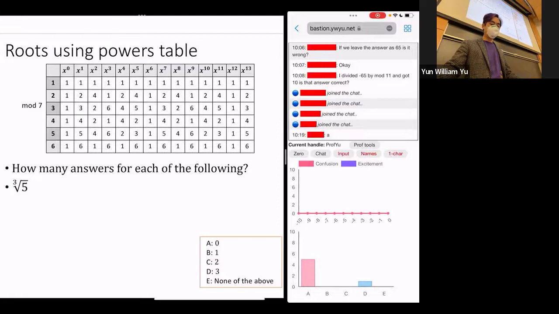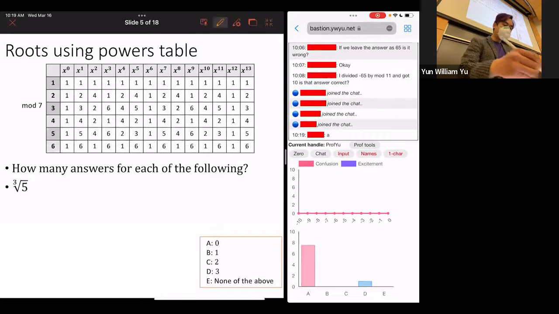So what's the cube root of 5 in mod 7 arithmetic? How many answers are there? Okay, it looks like people are guessing A for 0. And that is indeed correct, because if you look up here in the cubes column, you can't ever get 5. You only ever get 1 and 6. And so no roots exist.